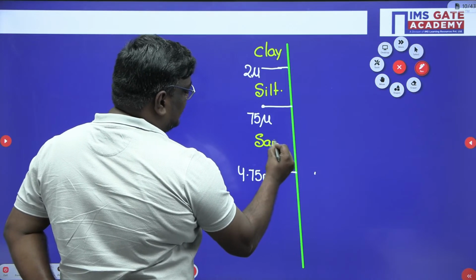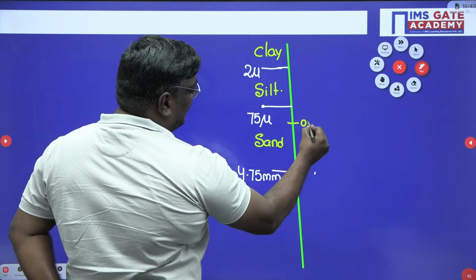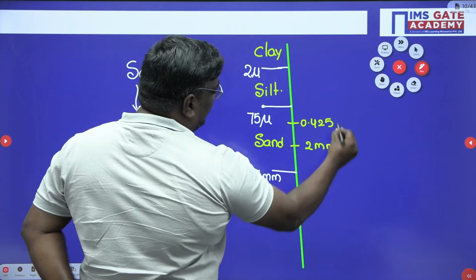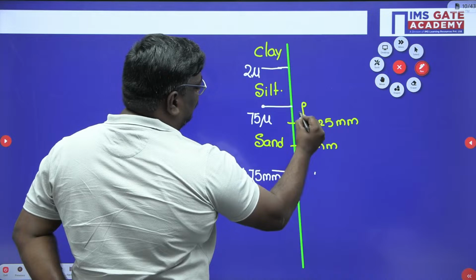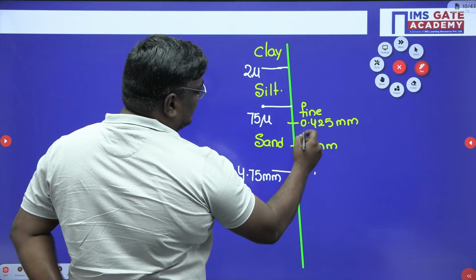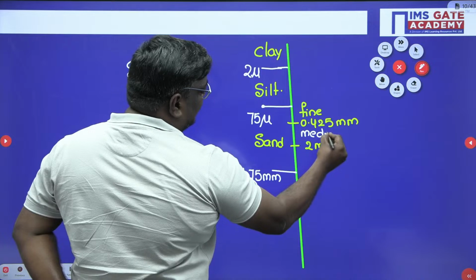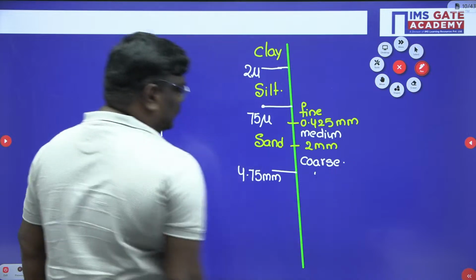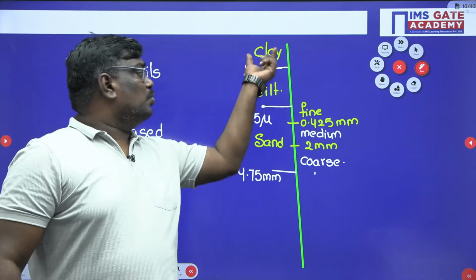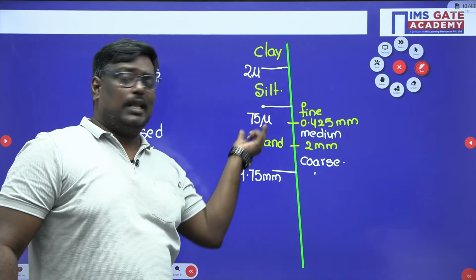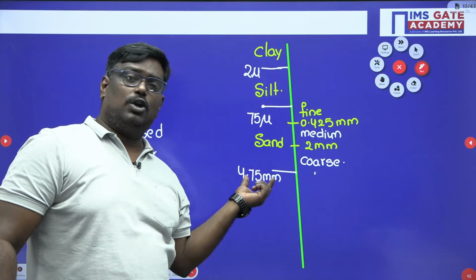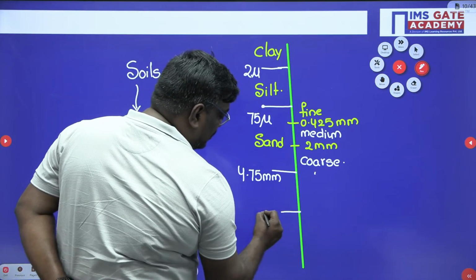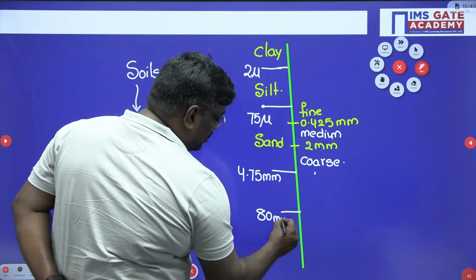Now see students, here we have 0.425 mm, and also we have 2 mm. If it is below 0.425 mm, then it is fine sand. If it is between here, it is medium sand. And if it is between 2 mm to 4.75 mm, it is coarse sand. Are you getting, my dear students? Less than 2 micron is clay, 2 micron to 75 micron is silt, 75 micron to 4.75 mm is sand. And here if I talk about 80 mm, it is gravel.